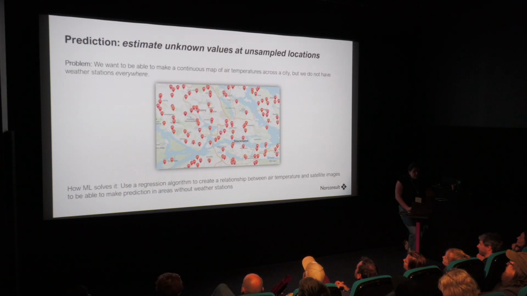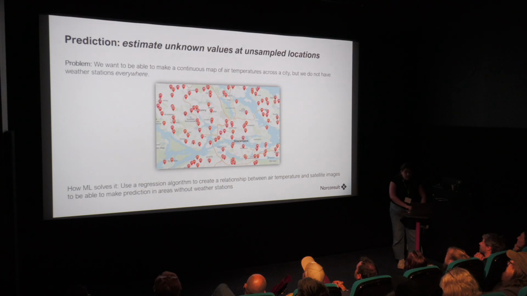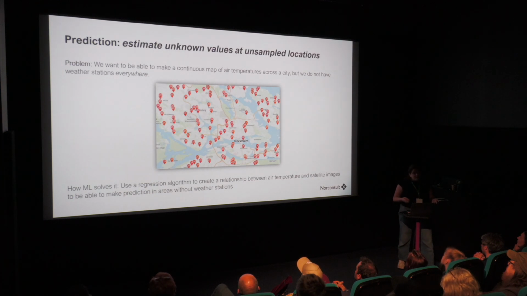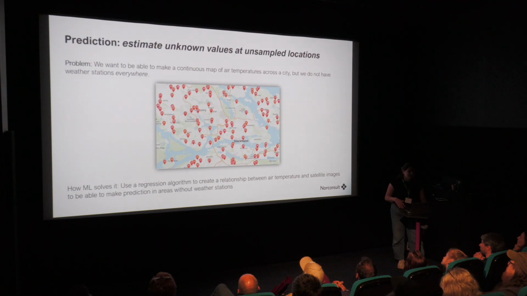Prediction is all about estimating unknown values at unsampled locations. And so the problem that I'm going to explain this through is something that I worked on last year. Here we were trying to create a continuous map of air temperatures across a city because it's really helpful for urban planning, especially against things like urban heat island. But no matter what data source you use, you are not going to have a temperature measurement everywhere.